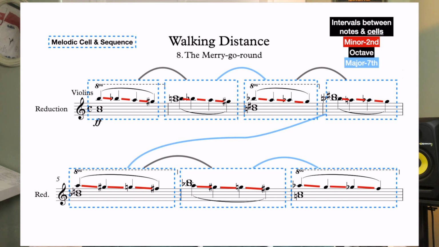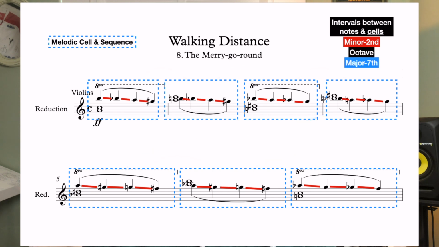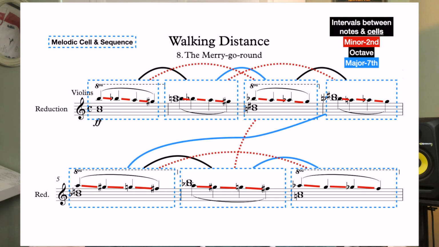In other words, every 2 bars the next figure starts a minor second lower than the first. Therefore, strictly speaking, the sequence follows a pattern of down an octave followed by upper major 7th.